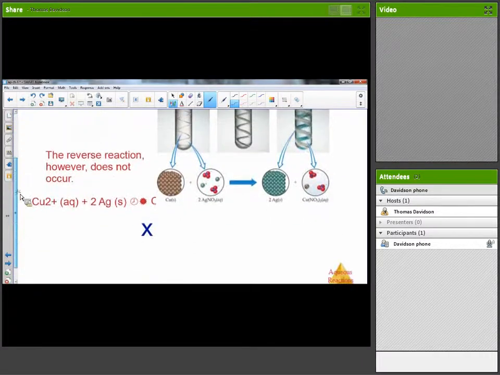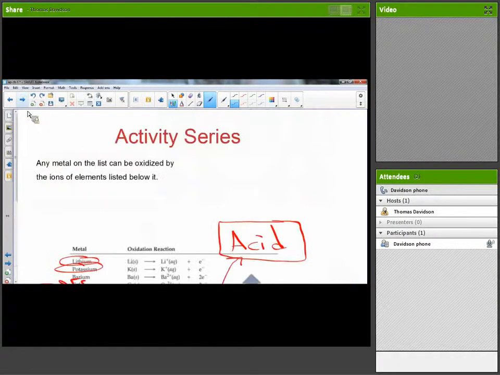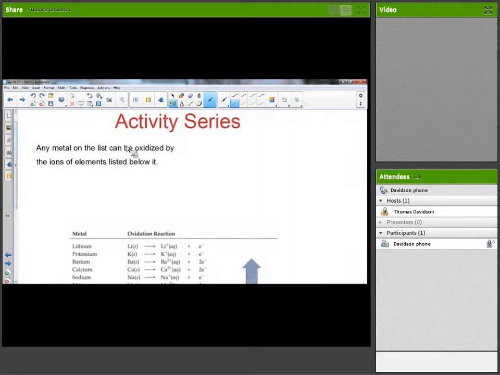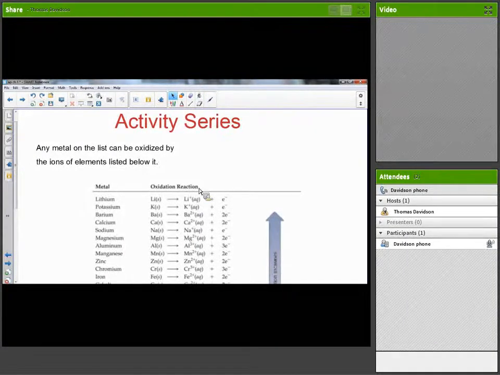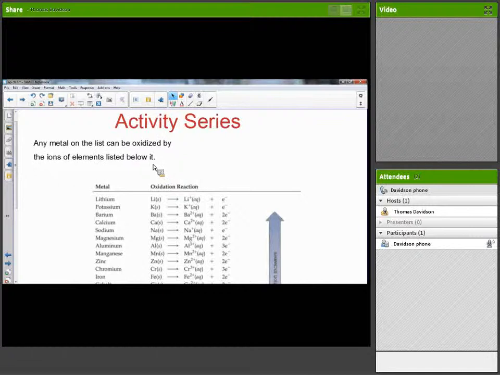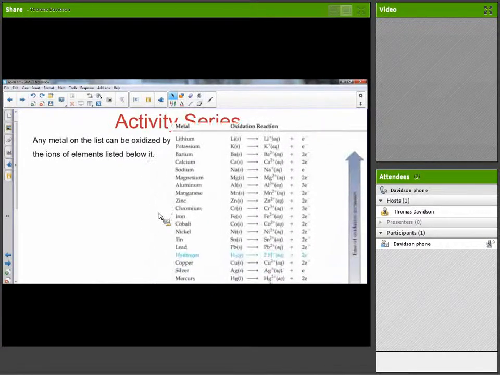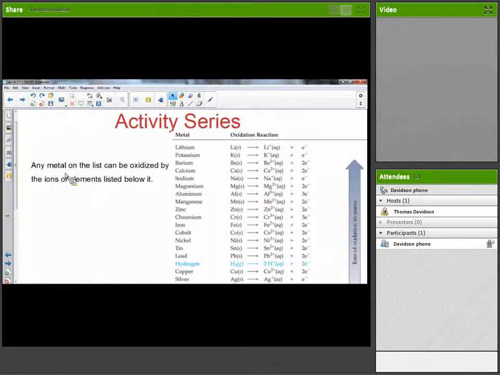The reverse reaction, however, does not occur. We can't get it to go the other way, and it's because of this thing right here, the activity series. Add this to your notes, Christine. Any metal on the list can be oxidized by the ions of elements listed below it. So I added that, Christine.